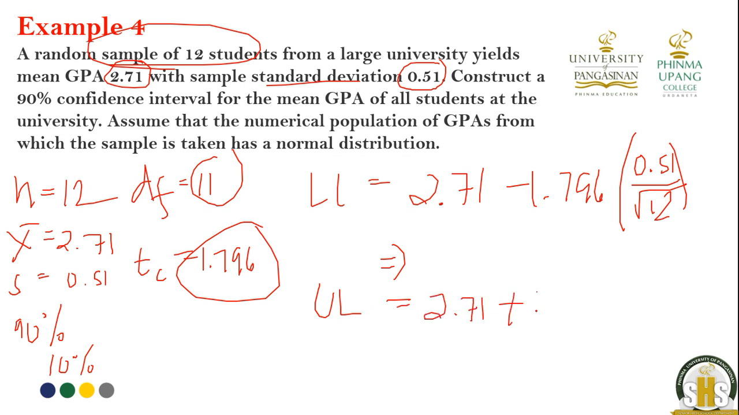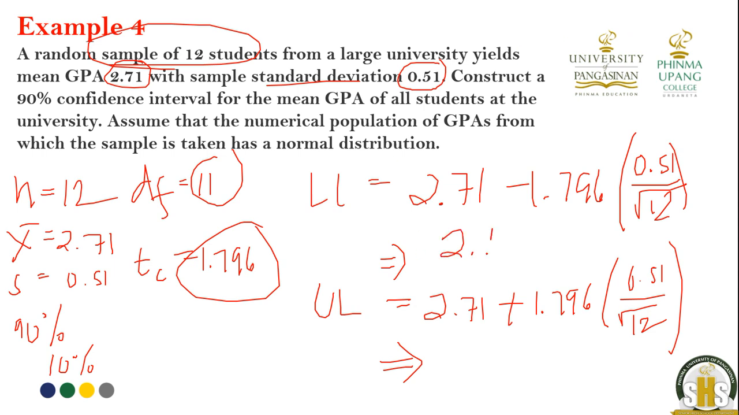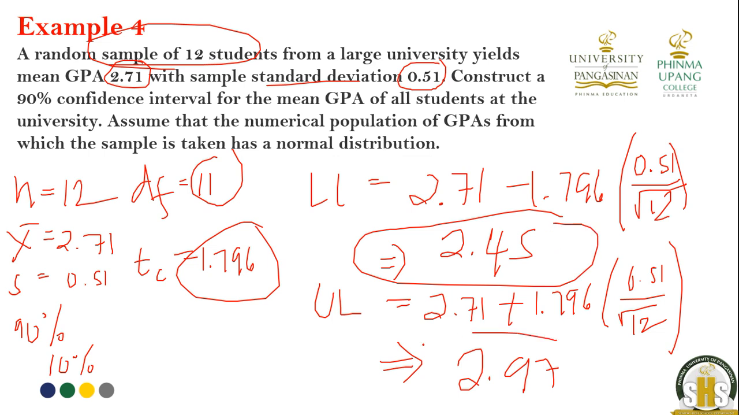2.71 plus 1.796, 0.51 square root of 12. Answer? Sir, sa LL po, 2.45. How about UL? 2.97. Simple as that. So 2.45 for LL, 2.97 for UL.